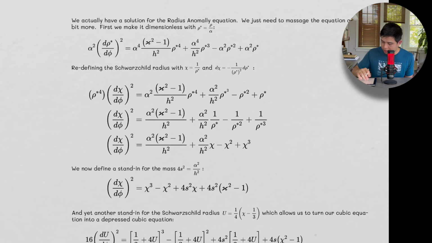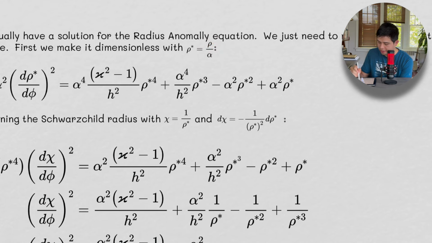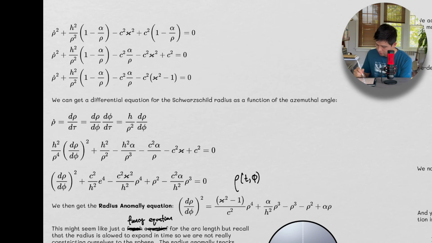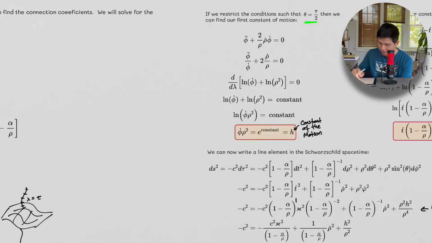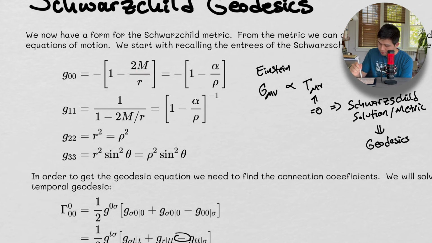Well, to get that, we do a little bit of massaging of this radius anomaly equation. The first step of that massage is going to be right here. We define the radius so we can make this dimensionless, because rho is in terms of length. Alpha here is going to be in terms of length also. So if we go back all the way up here, we see how we defined alpha: 2m, and in special relativity terms, that is in terms of length.